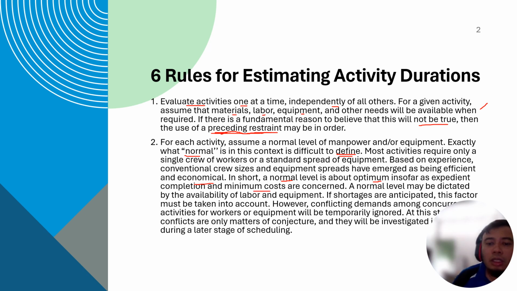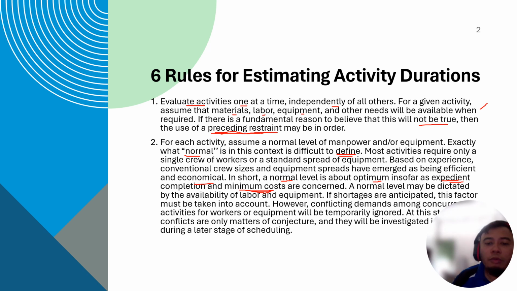So you need to consider your end date for your project and your cost that is being used during the tendering stage. So you want to use minimum cost and expedient time of completion. So that is normal. For example, if normally only two piling rigs can be used for this project, the duration should consider only two piling rigs.